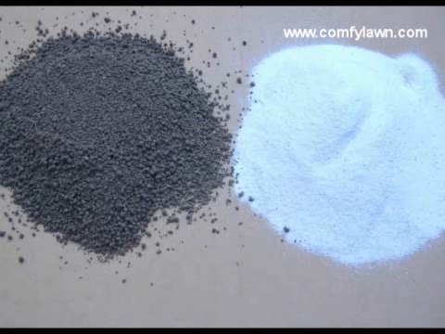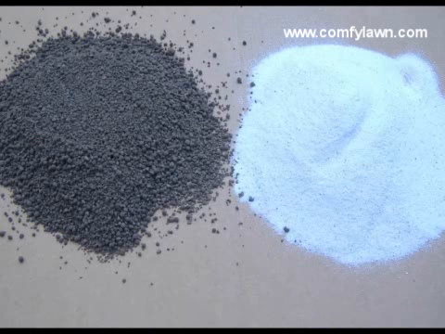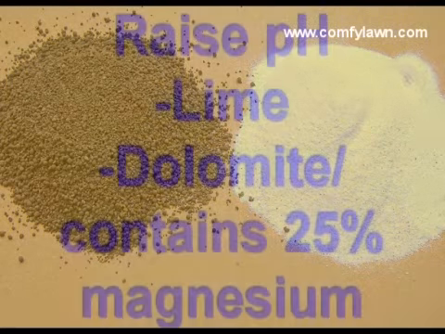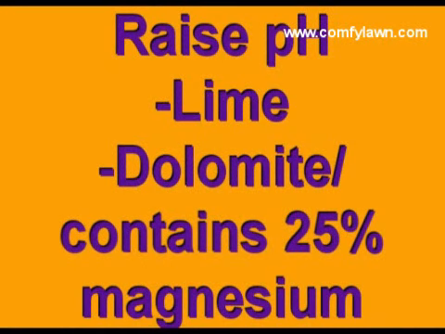The two most common additives to raise pH are calcitic lime and dolomitic lime. Both work very slowly but are effective. Dolomite also contains 28% magnesium. So this is where we go back to our percent base saturation level on the soil test to determine which one we're going to use.